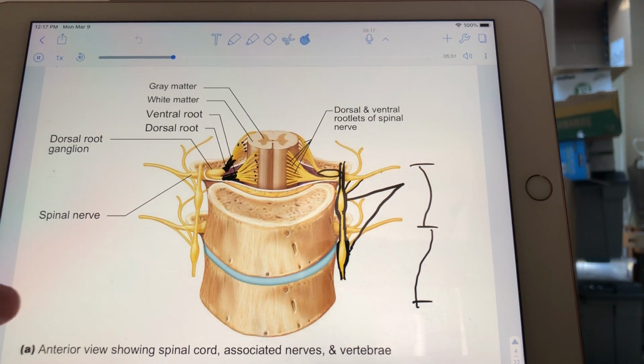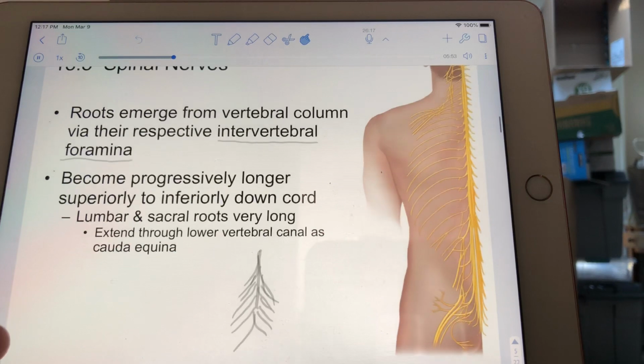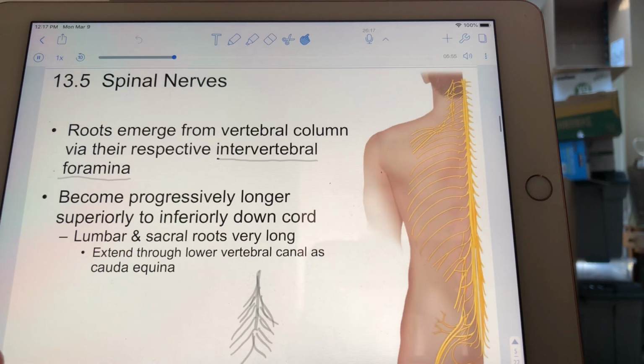Moving on to slide number 4. I actually just mentioned that roots either emerge or enter, because it all depends on whether we're talking about sensory or motor, the vertebral column via intervertebral foramina, which are really formed via two vertebrae, one stacked on top of the other.